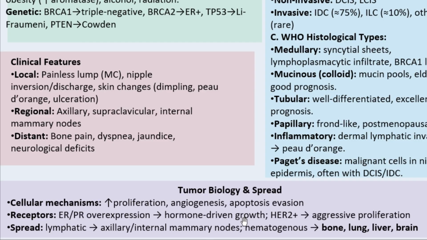Then we have human epidermal growth factor receptor 2, HER2, overexpression also. When it is overexpressed, we're going to have aggressive proliferation, and this one also gives a very deadly kind of cancer. Then spread, it is coming from the lymphatics to the internal mammary nodes and the axillary nodes. Then after that, it may breach into the hematogenous system, and when it enters the blood, it will spread to the bone, the lung, the liver, and the brain.